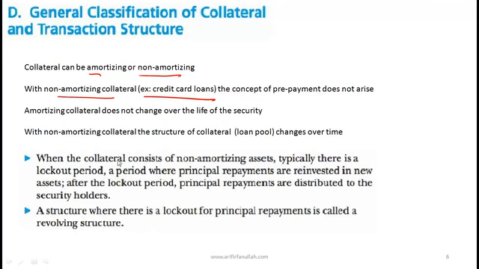When the collateral consists of non-amortizing assets, typically there is a lockout period, a period where principal repayments are reinvested in new assets. After the lockout period, principal repayments are distributed to the security holders. The way you think of this is as follows. Remember, you have a financial institution in the middle that is doing the securitization.